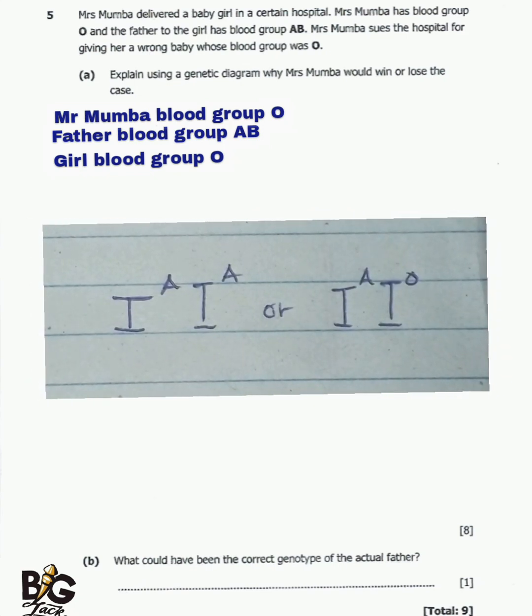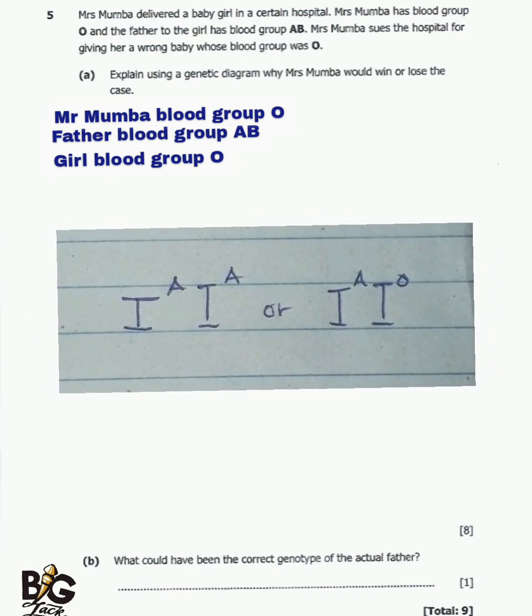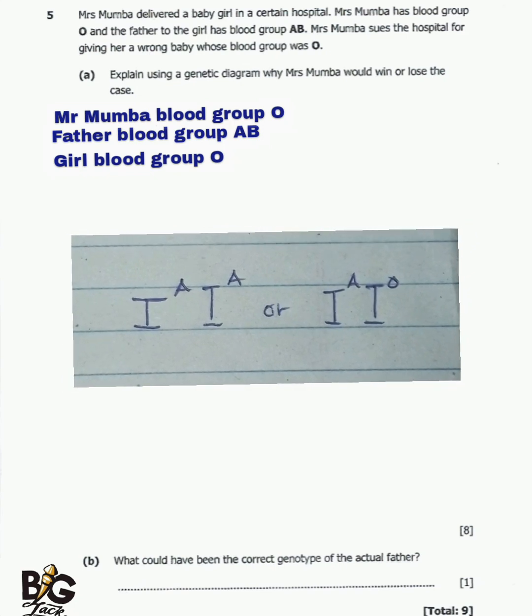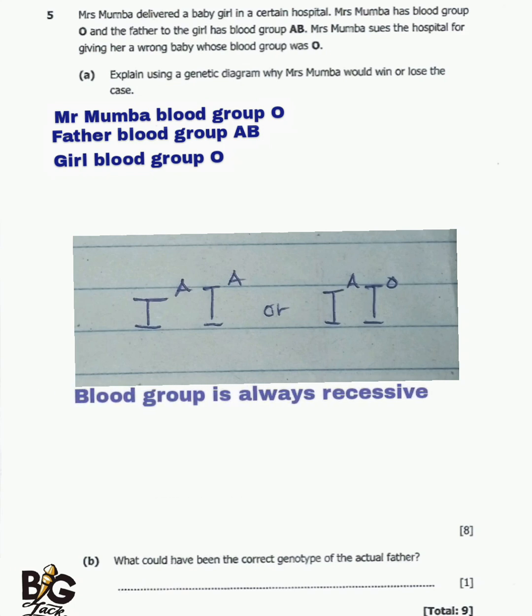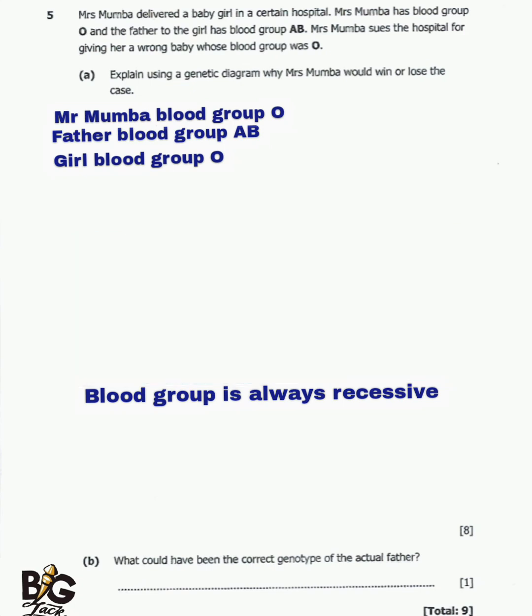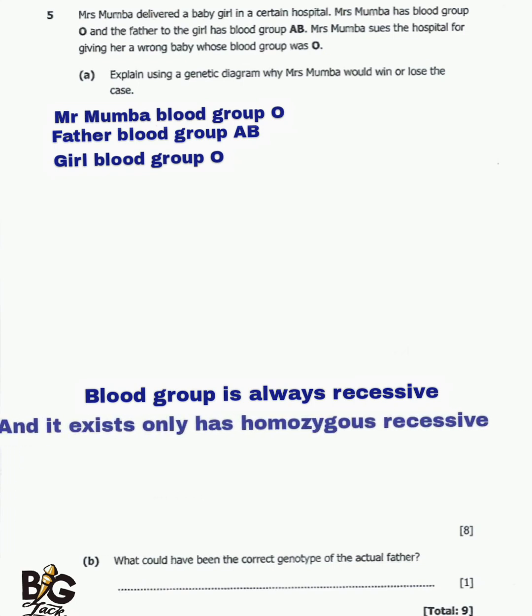If I say blood group A heterozygous, I'm going to include O. The reason why I'm including O here is that O is recessive. As a result, O only exists as homozygous recessive. When you say homo, it means same.